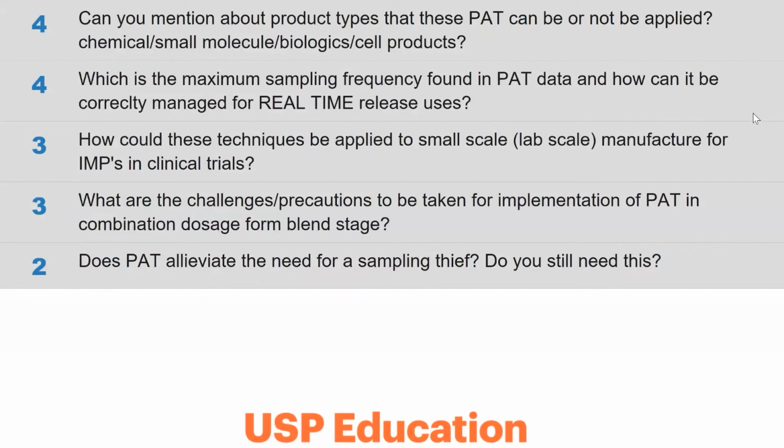Chemical small molecule. Yeah, you know what? I'm mostly talking about, in this case, small molecules, just because those are the easiest. But there is definitely a lot of research being done in both biologics and cell and gene therapy process analytical technologies. So I would expect you're going to see a lot more of those in the future.